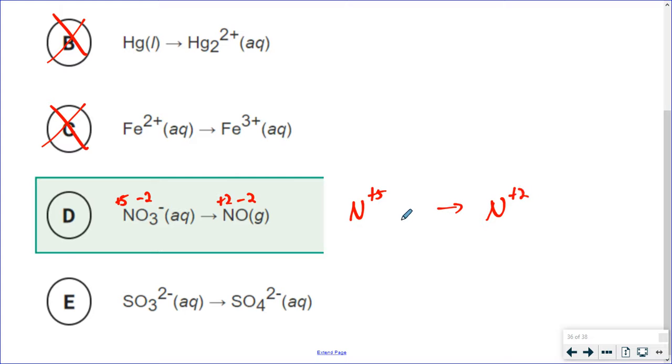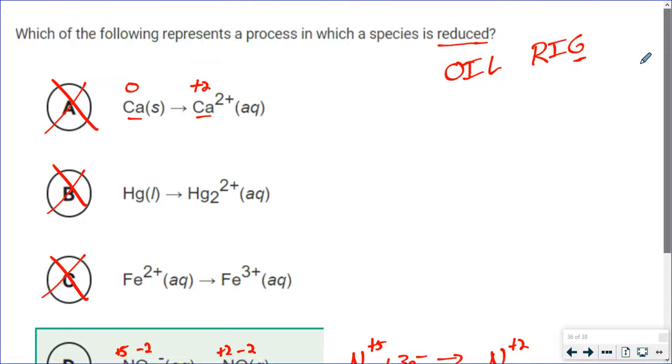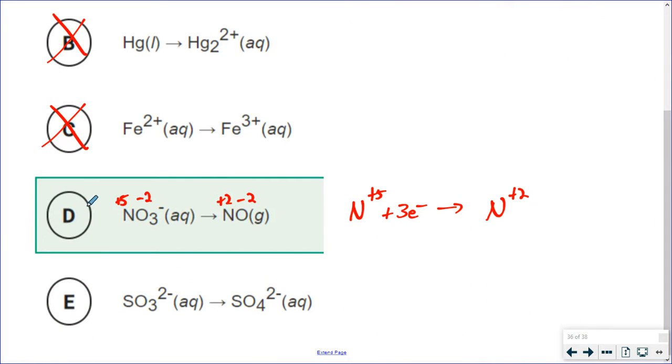If you had to balance a half reaction here, we need 3 electrons on this side, so that the total charge on the left side is +2 and the total charge on the right side is +2. So this is gaining electrons. Gaining electrons, if we go back to our OIL RIG, gaining electrons is reduced. That's what we want in this problem. And so that's why D is the correct answer.